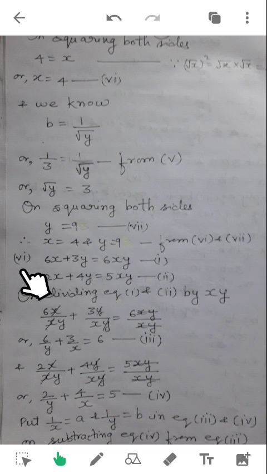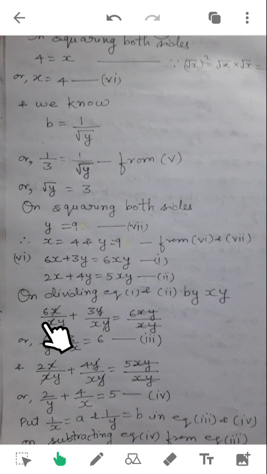Now after this we are coming to the sixth part. The sixth part is 6x plus 3y is equal to 6xy. Say this one as the first equation. Then the second equation is 2x plus 4y is equal to 5xy. Say this one as the second equation. Now what we have to do is divide both the first as well as the second equation by xy. For this we have to divide each term of both equations by xy.